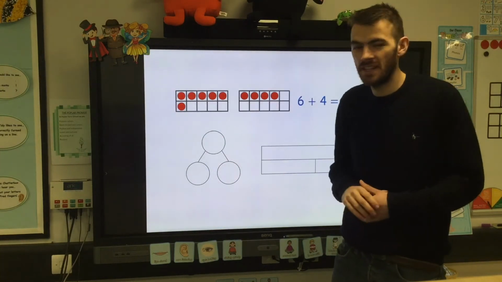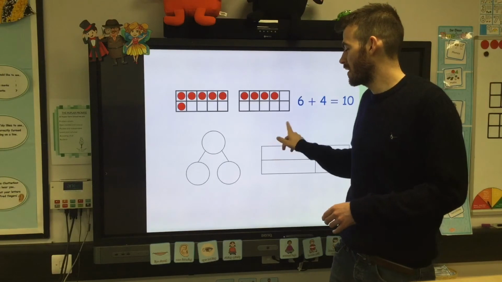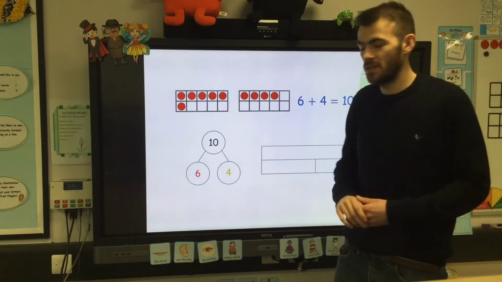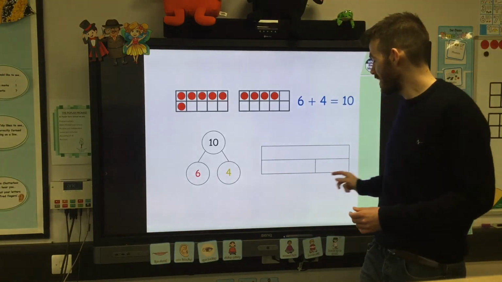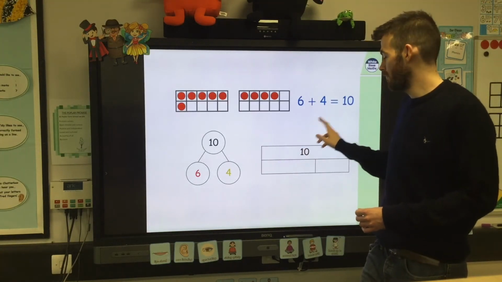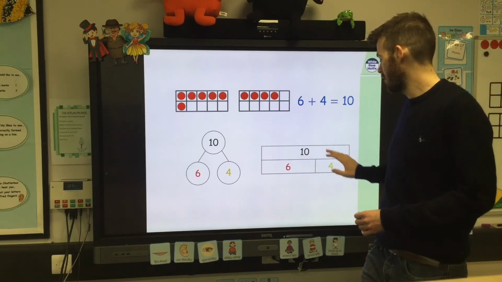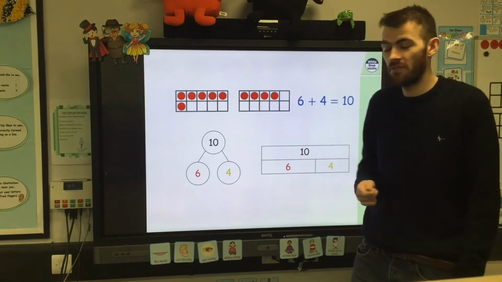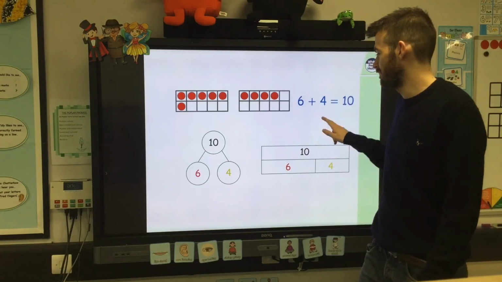We can represent that in a part-whole model. We know that 10 is the whole, 6 is a part, and 4 is a part. And we can also represent that in our bar model. 10 is the whole, 6 is a part, 4 is a part. And we're going to use that information to help us to find the number bonds to 20.